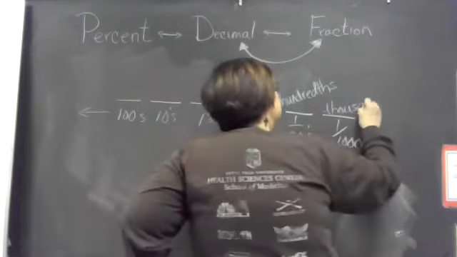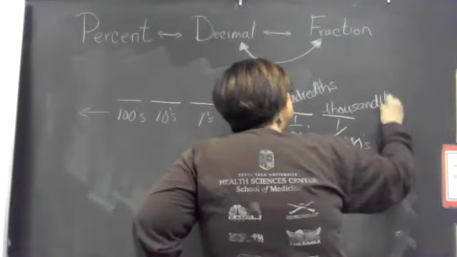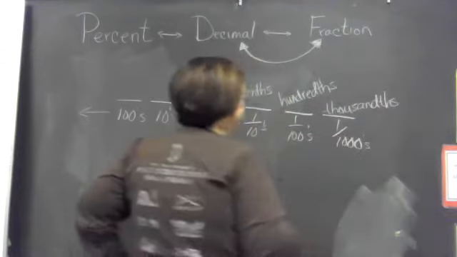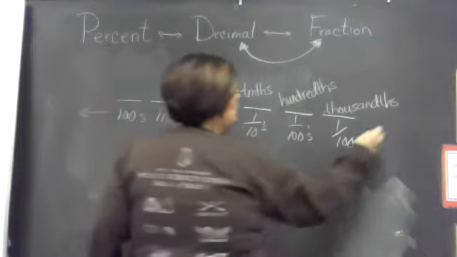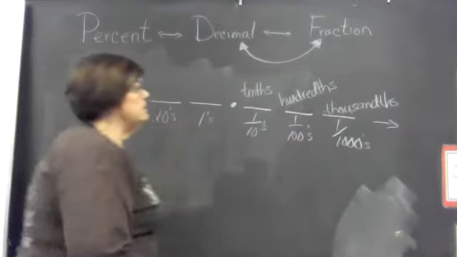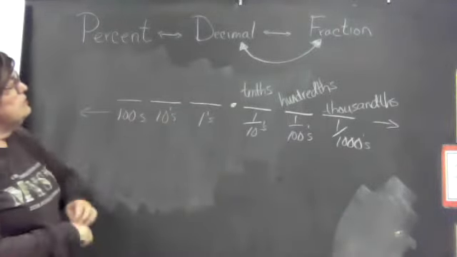If you need to review this, I'll leave it up for a minute. And so on this way. Ten thousandths, a hundred thousandths, and so on. These are the normal ones that we'll use.